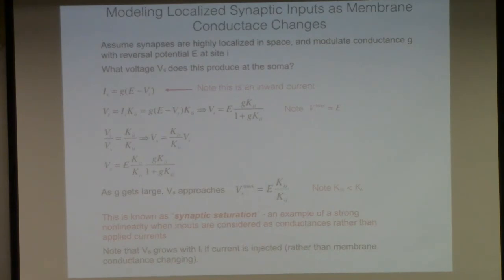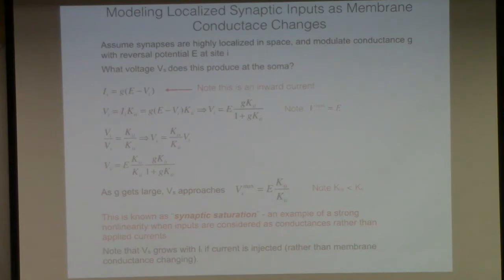So what we would like to do is to derive an expression that relates the effect of applying a synaptic conductance change, a steady, maintained synaptic conductance change at some location in the dendritic tree to the voltage produced at that location and the voltage produced at other locations by that synaptic input. So that's what we're going for here.